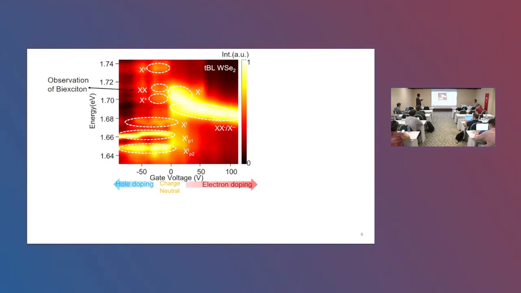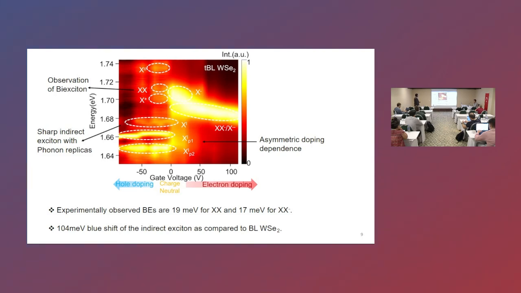Then we have the normal bright exciton, and we have the trion as well as the positive trion, and we have the indirect exciton as well as the sharp phonon replica. There are two phonon replicas we have found, and the interesting thing is that the whole indirect exciton as well as the phonon replica vanishes on the electron side doping. That's a very interesting thing. So this phonon replica is basically a two-phonon process, because recently there are some papers published, theoretical as well as experimental, on this phonon replica.